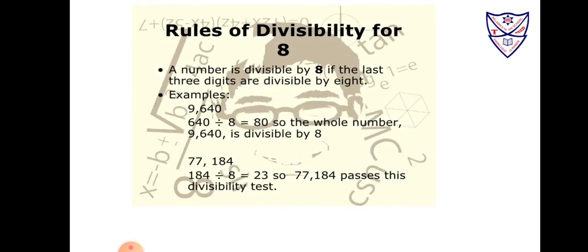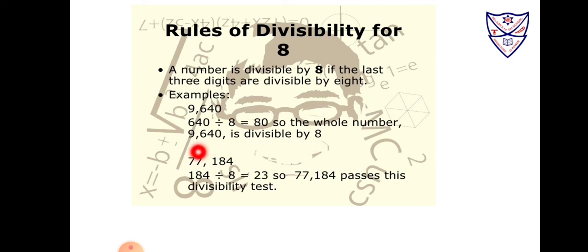Now, rules of divisibility for 8. Students, in divisibility for 8, we will see whether the last 3 digits are divisible by 8 or not. For example, if we take 9,640, we see only these last 3 digits. Is 640 divisible by 8? Yes, 8 times 8 is 64 and then 0, so 80. So, this entire number 9,640 is divisible by 8.